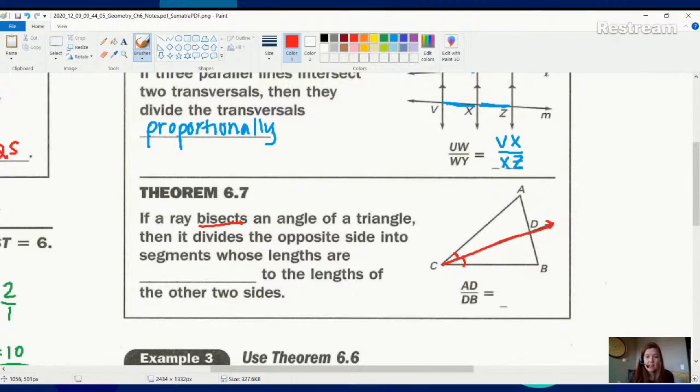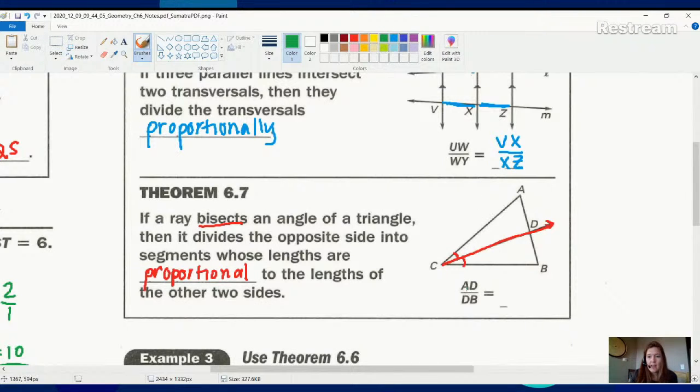If a ray bisects an angle of a triangle, then it divides the opposite side into segments whose lengths are blank to the lengths of the two other sides. So again, not congruent. Our fill-in of the day is proportional, whose lengths are proportional to the lengths of the two other sides. So this one's a little bit different, so I am going to color code this one.